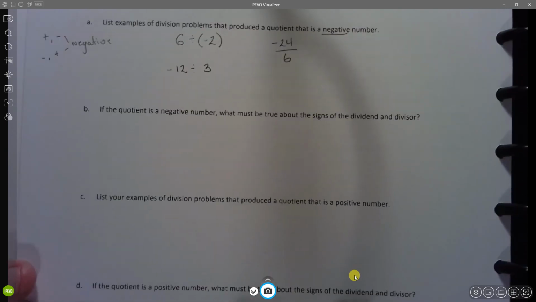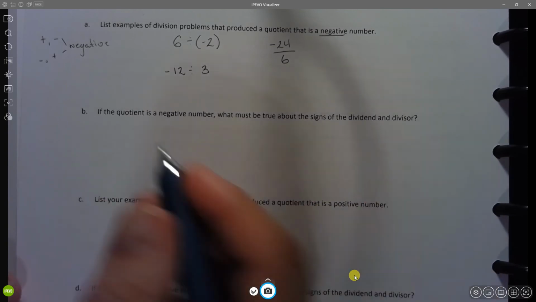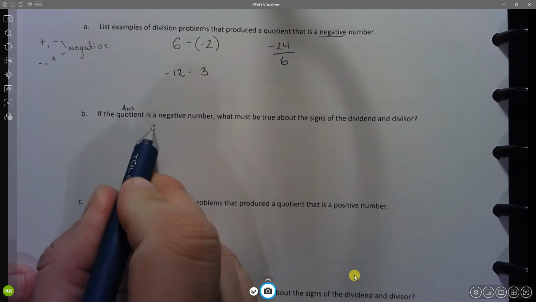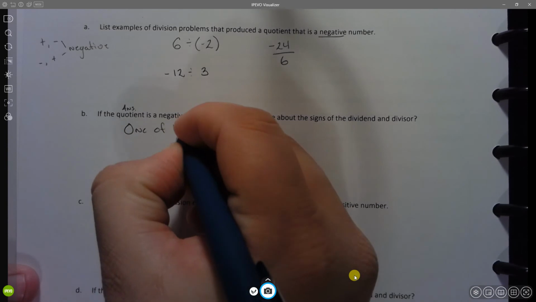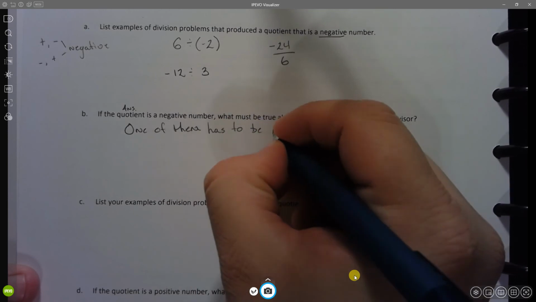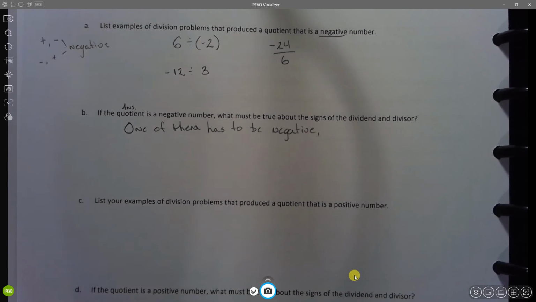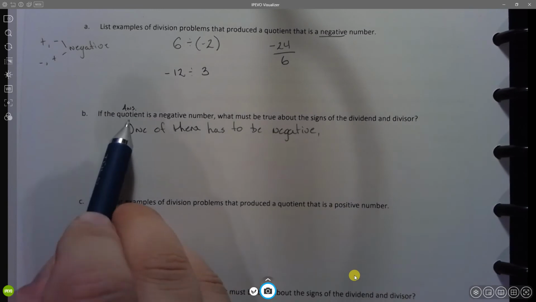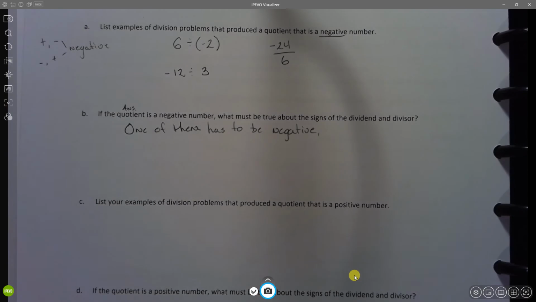Okay. Now, if the quotient is a negative number, what must be true about the signs of the dividend and divisor? Okay. Well, that's easy. The quotient, if you remember, is the answer. Okay, so if the answer is negative, then that means the dividend and divisor, one of them had to be negative. Has to be negative. Okay, that is true. Just like when we were doing with multiplication, one of the factors has to be negative in order for us to get a product that is negative. Okay, so the same thing applies here. One of the dividend or divisor has to be negative in order for us to get an answer that is negative or a quotient that is negative.